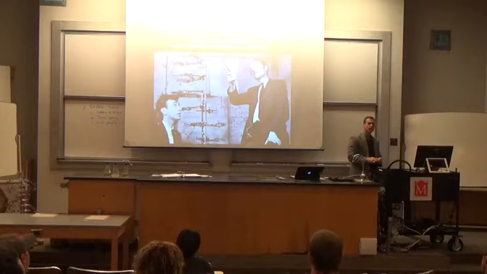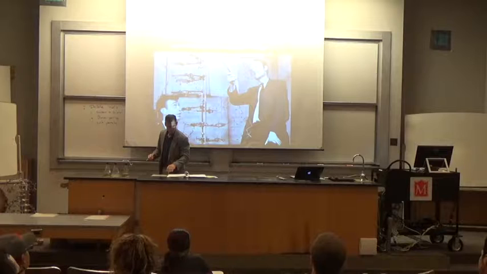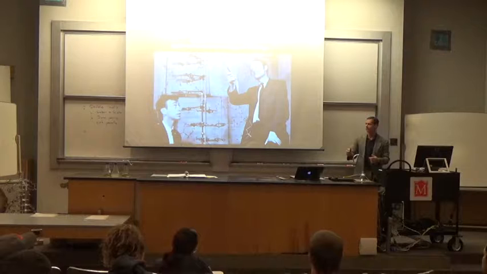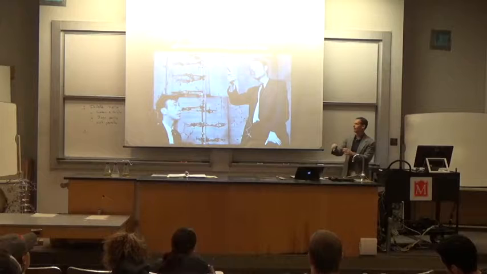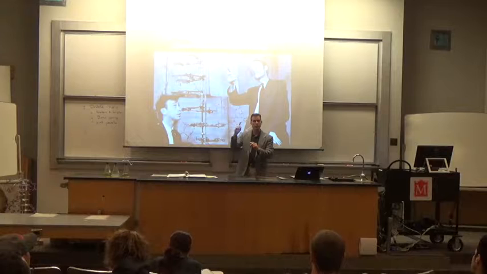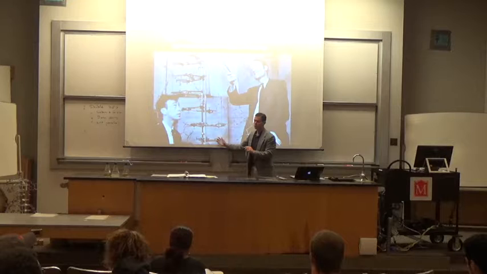For that, Watson and Crick got the Nobel Prize in 1962, along with Maurice Wilkins, who was the guy whose lab did the experiments that supported this hypothesis and disproved the three-spiral structure of Pauling and Corey. So Maurice Wilkins was the other guy involved in this.